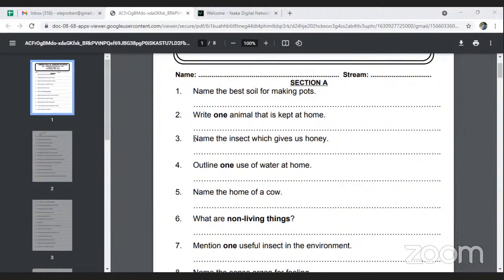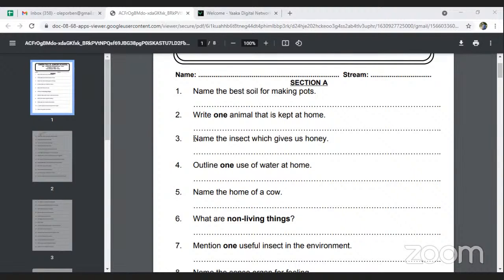Outline one use of water at home. Outline one use of water at home. Can't you see the question? I can see it, okay. What does outline mean? Outline is the same as list or name or state or give.